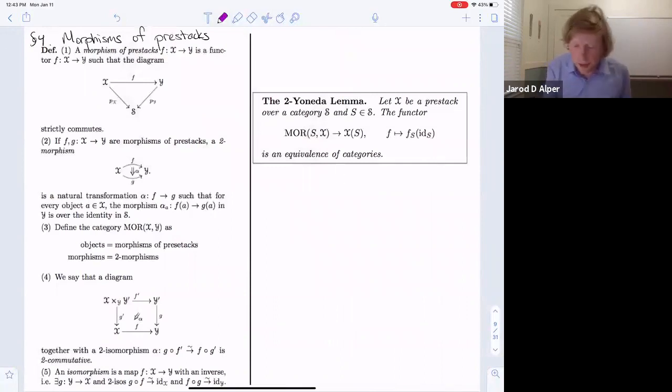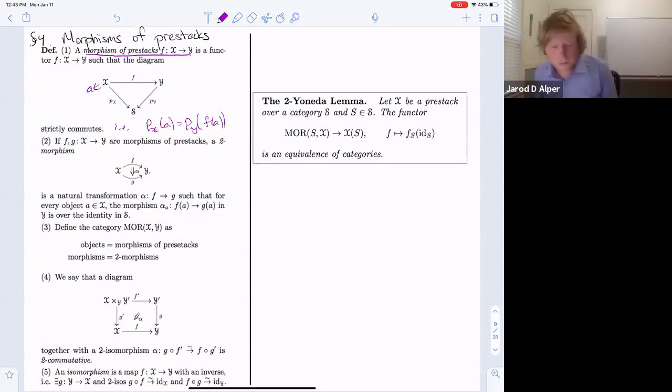So a morphism of prestacks is the main definition here, and it's just a functor, but we require that this diagram strictly commutes. In other words, if you have an object A here, this means you actually have an equality between the projection of A and the projection of the image of A. And so I know we're told and taught not to use equals, but here we do.